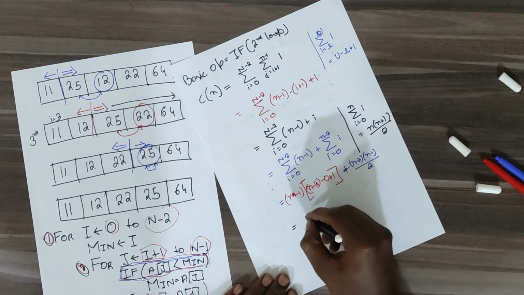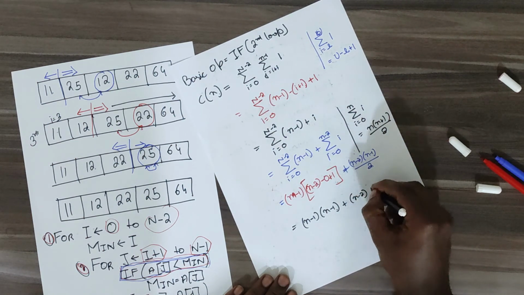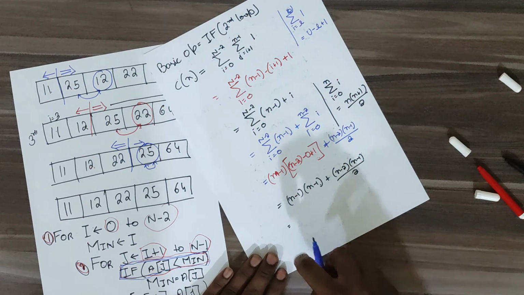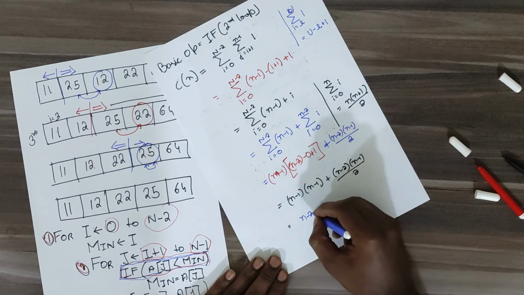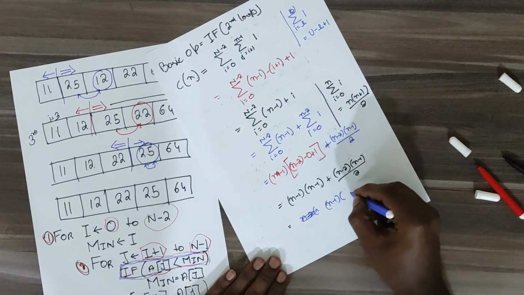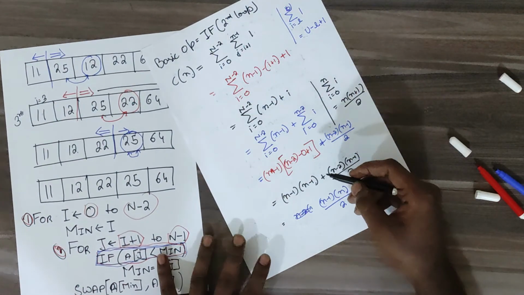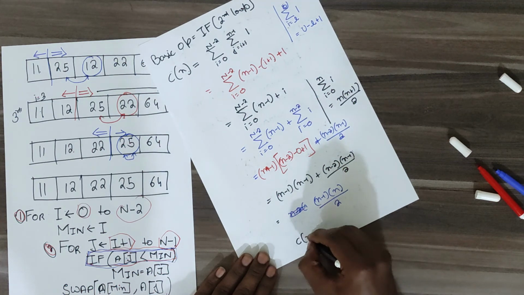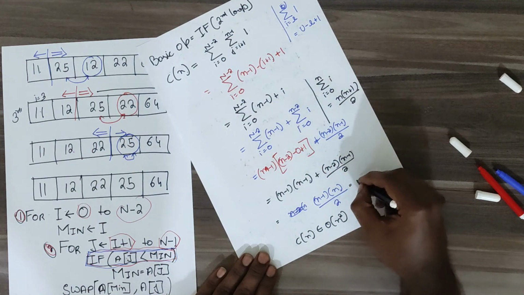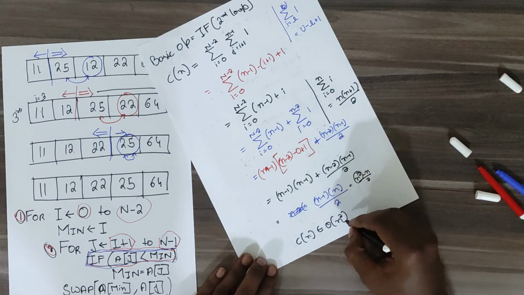Now on further simplifying this, we get n minus 1 into n minus 1, minus n minus 2 into n minus 1 by 2. This can be written as, taking n minus 1 common, n minus 1 into, on solving, n by 2. So on solving C of n, we get that C of n belongs to theta of n square. On simplifying, we get n square minus n by 2. We have to take the highest order term, so C of n would be theta of n square.